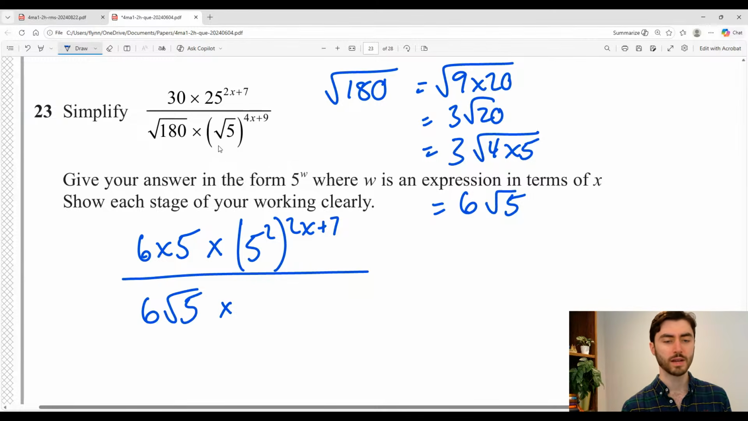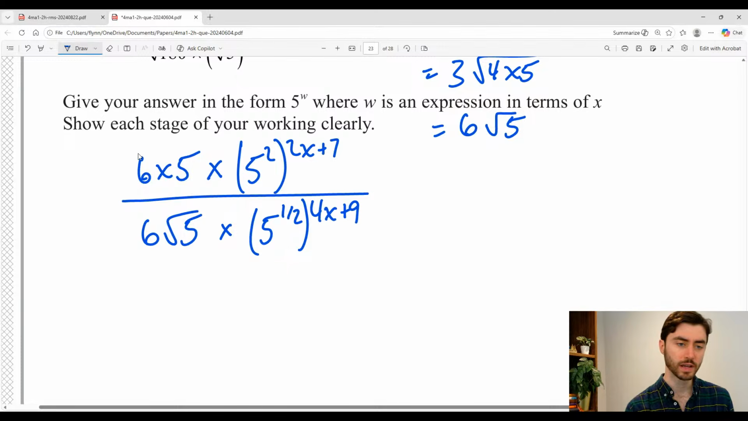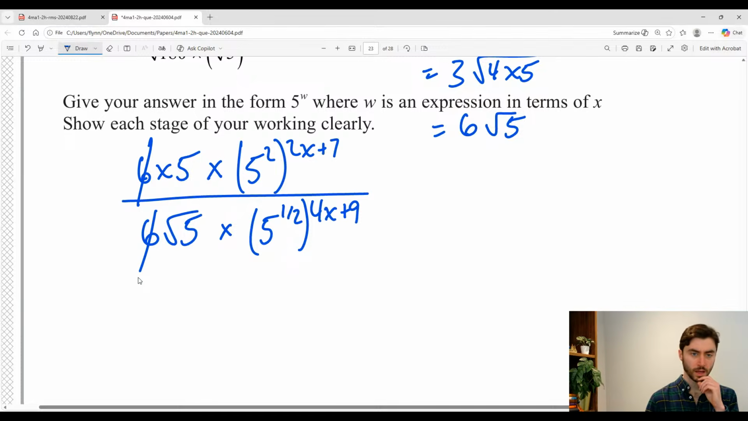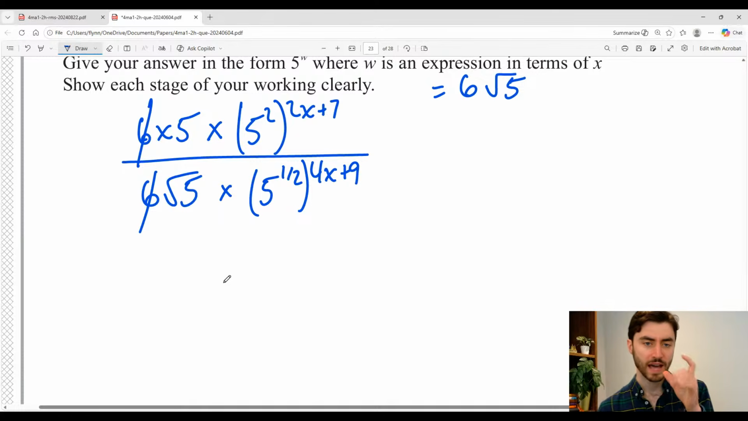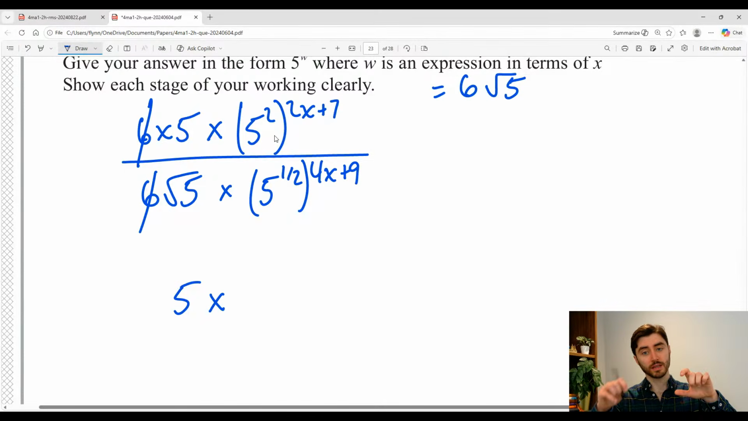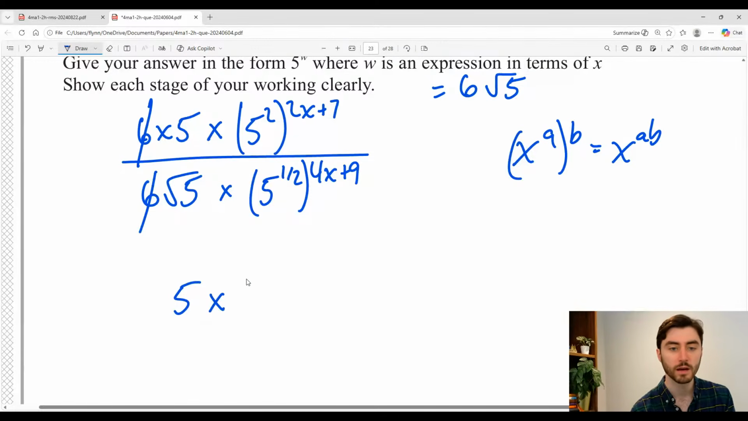And that's times, and now I know root 5 is 5 to the half. And that's all to the 4x plus 9. Okay, so the 6s are going to cancel. Now everything is in terms of just 5. So first thing I'm going to do is use my power laws to deal with these second brackets. So on the top, it's going to be 5 times. Now, the power law is reminding yourself that x to the a, all raised to the power of b, you multiply the powers together. So this will become 5 to the 4x plus 14.